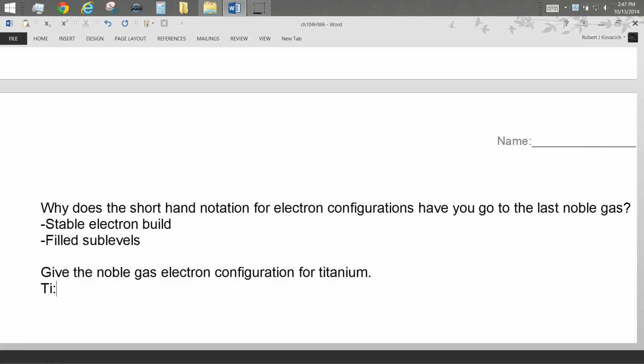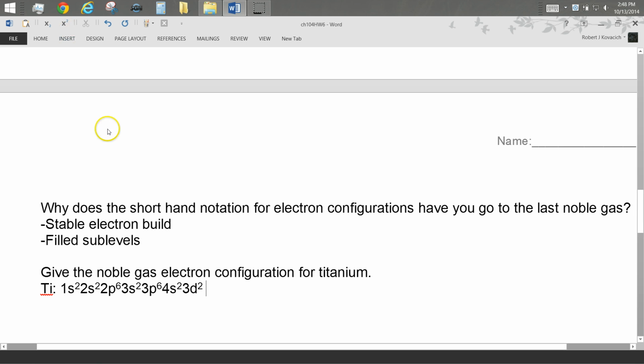Titanium, so Ti, 76, and then 4s2, and 3d2. Is it 2? Yeah, 3d2. Noble gas. Oh, it only wants the noble gas. Oh, well, why did I do that? Bracket Ar bracket. There we go.